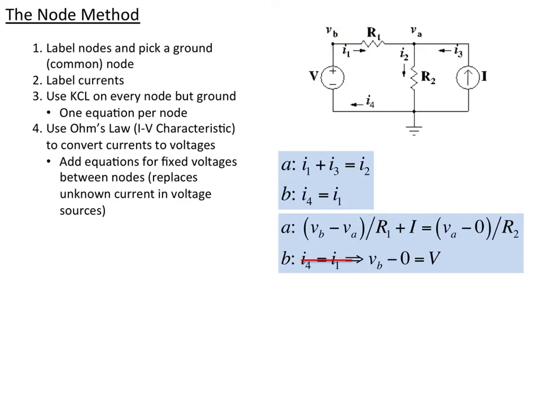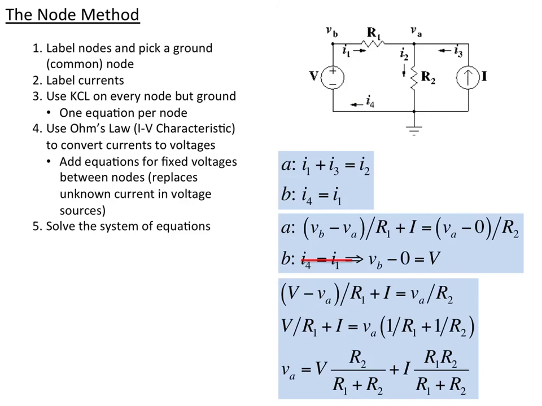I can do the same thing for node B, except that I don't want to in this case, because I have a voltage source, and so I know exactly what the voltage difference is between VB and the ground node. VB minus 0 is capital V. Whenever I have a voltage source using the node method, I can directly relate the voltages at the two points, and I don't need to use the current at that point.